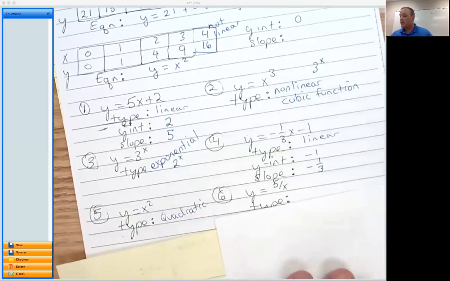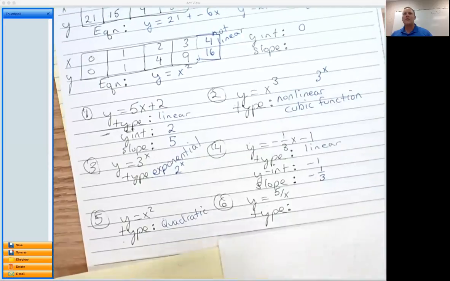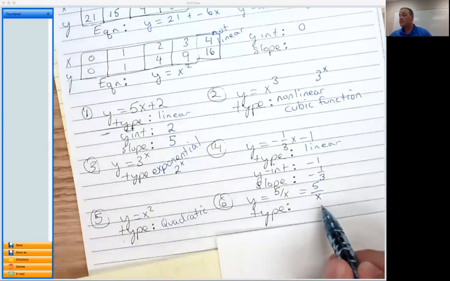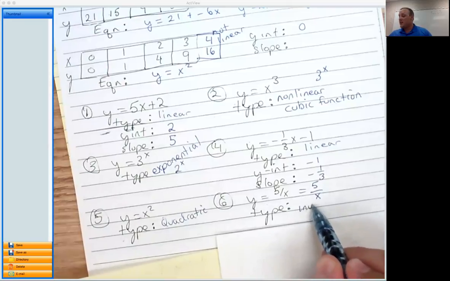Where is Q and R? Now, I'll give you a little bit of wait time because we haven't talked about this in a while. Look at your toolkit if you have to. Y equals 5 over x. Okay, so what type is this? This is inverse variation.